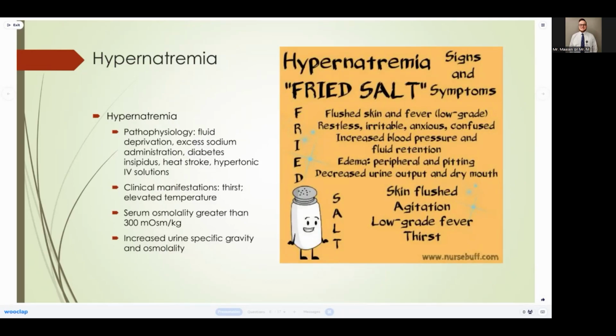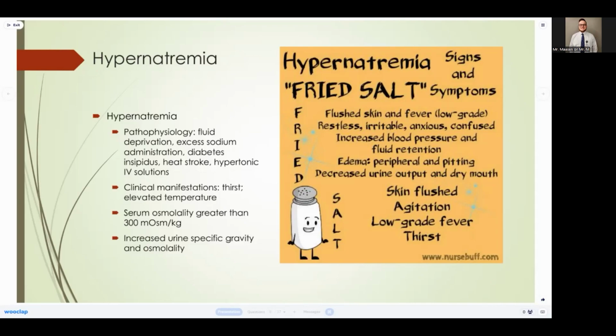So on the other end of the spectrum of the balance, hypernatremia: usually fluid loss or fluid volume deficit, too much sodium intake, heat stroke, dehydration, those kinds of things. Overuse of hypertonic IV solutions. This person can be really thirsty, and it actually messes with their temperature. They can have a low grade fever and really high serum osmolarity, because that measures the concentration of salt in our bloodstream. So serum osmolarity is high, and urine specific gravity would also be high. So think dehydration, heat stroke, those kinds of things.